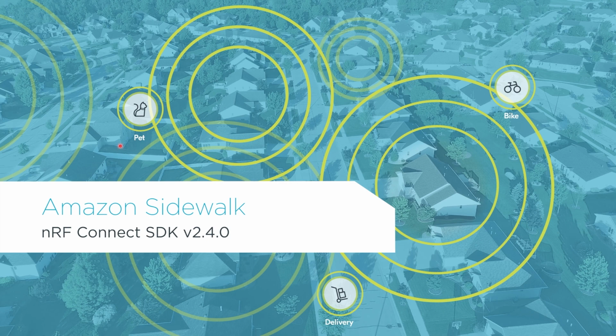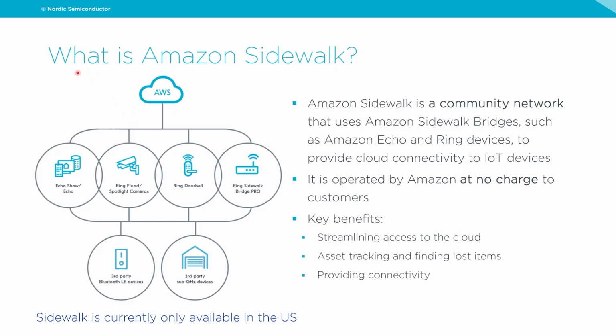And now for the last topic in today's webinar, we're going to talk about Amazon Sidewalk. For those who are not familiar with Amazon Sidewalk, it's described as a sort of community network, and it uses Amazon Sidewalk bridges. These would be things like Echo devices or Ring devices to provide cloud connectivity between IoT devices and the cloud. This is operated by Amazon, and it has no charge for customers.